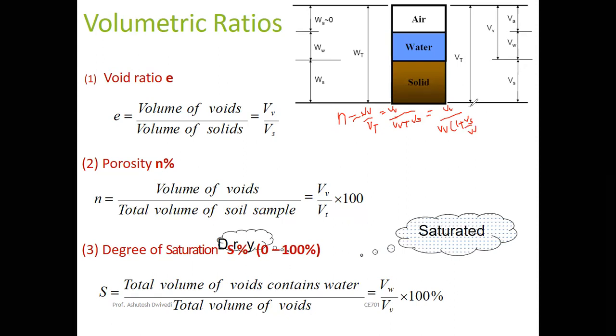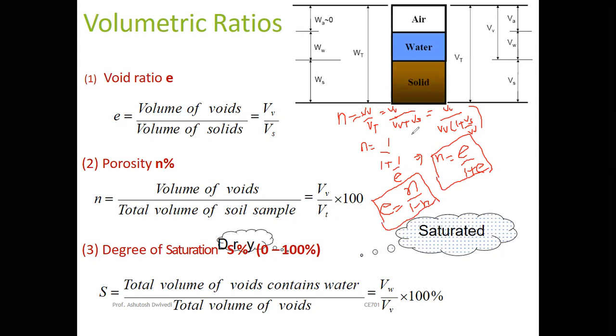VS by VV, we know very well, is 1 upon e. So here it may be written as 1 upon 1 plus 1 upon e. After rearranging, we get the relation n is equal to e upon 1 plus e. This equation may also be written in the form of porosity: if you want the value of void ratio, the formula is n upon 1 minus n. So these are also very important relations between void ratio and porosity.